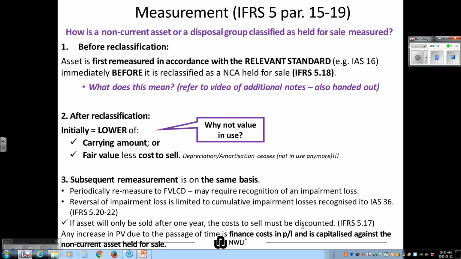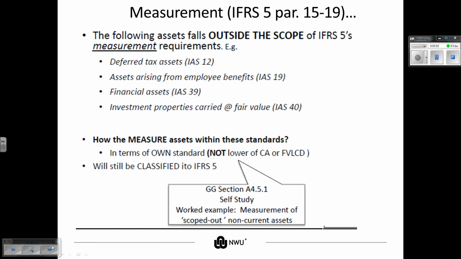But now, over a year, my present value will increase to the 200. And do you agree that if I now say fair value less cost to sell, 1 million less 200, suddenly it's 800. So my fair value less cost to sell will decrease as my cost to sell will increase. And therefore, I will immediately capitalize it against the non-current asset held for sale. That means credit non-current asset held for sale, because I have to decrease my non-current asset held for sale as my fair value less cost to sell decreased. But look at Blantyre for an example.